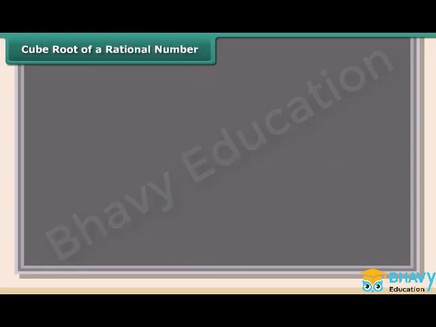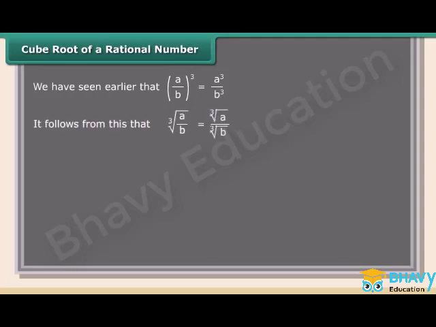Cube root of a rational number. We have seen earlier that (a/b) whole cubed is equal to a³/b³. It follows from this that the cube root of a/b is equal to the cube root of a upon the cube root of b.